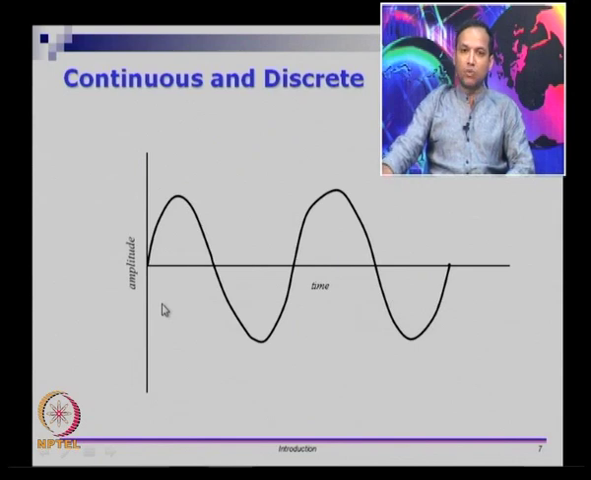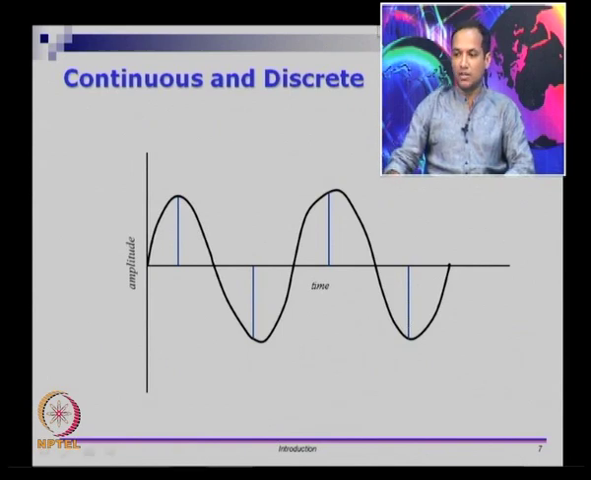In a discrete world, what you would do is sample this at regular intervals. So for example, let us say I sampled this waveform only at these intervals, at this location, at this location and this location and so on. I will have only 4 values, that is all.